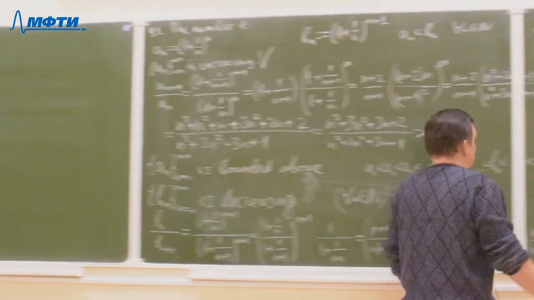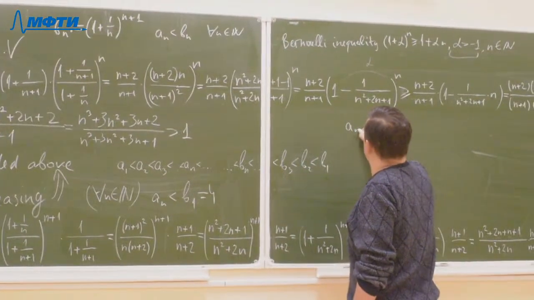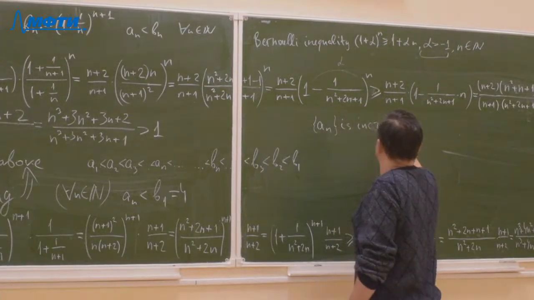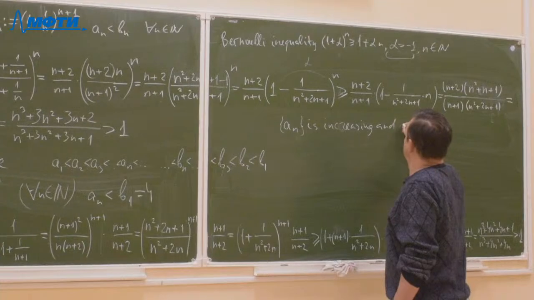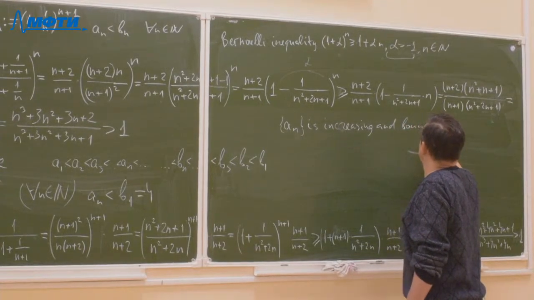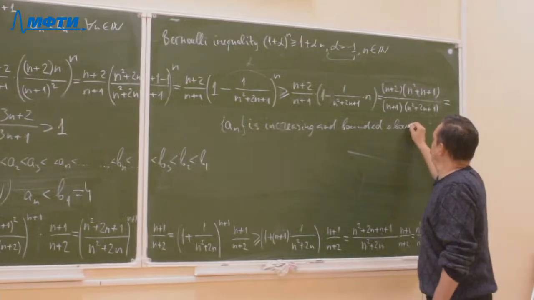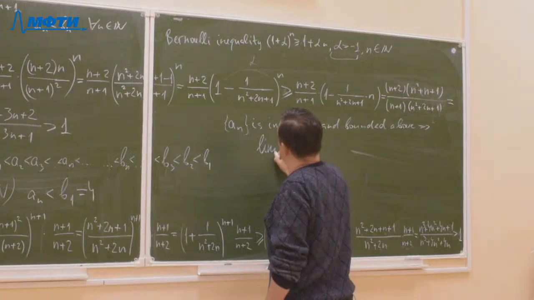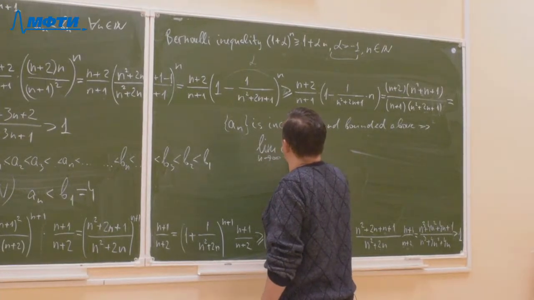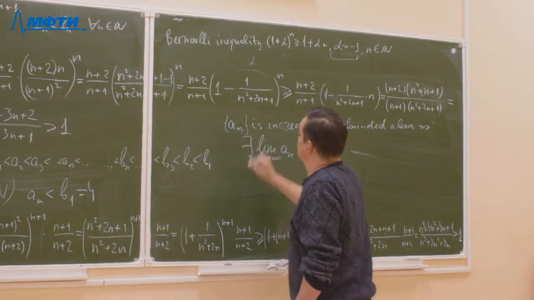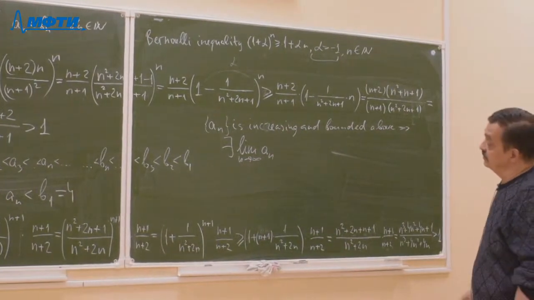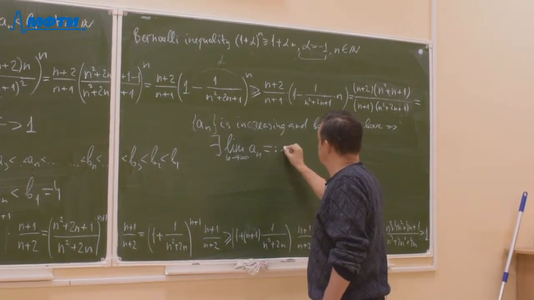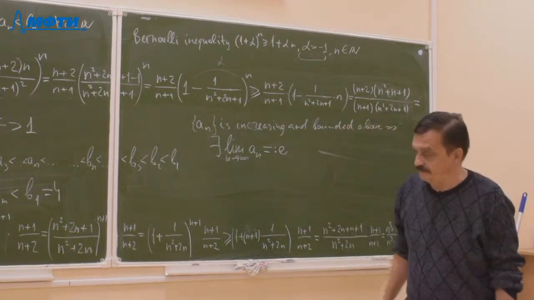It follows now An is increasing and bounded above, hence there is a limit of the sequence An. There is a limit of our sequence, and this by definition is the number E.